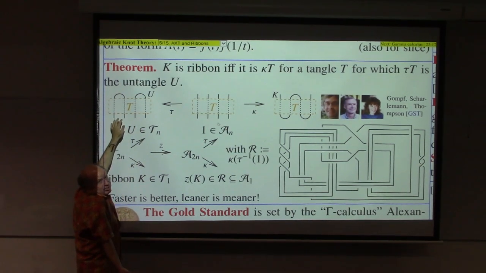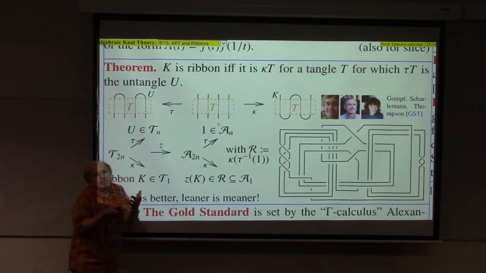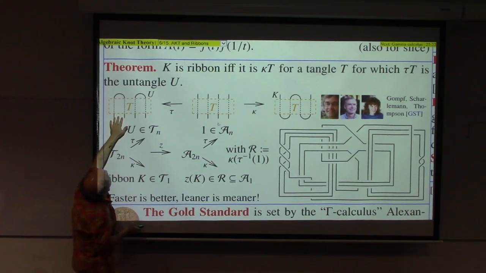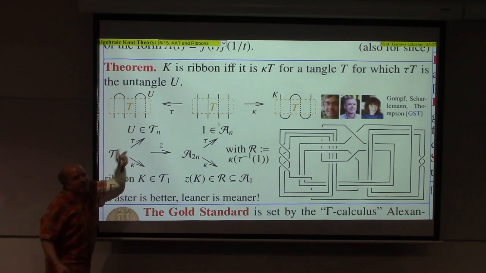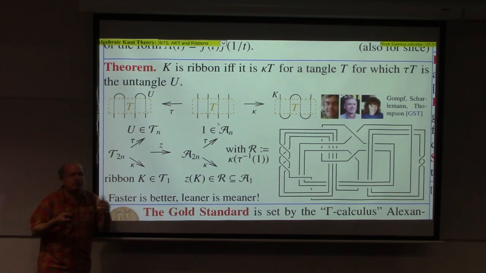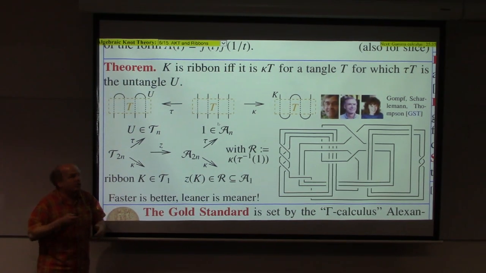What does it mean to be the untangle? It means basically that it should be unknotted, can be resolved, okay? Which really means that each of these upside down U-shapes should bound a half disk. And these half disks should be embedded and disjoint from each other, okay?